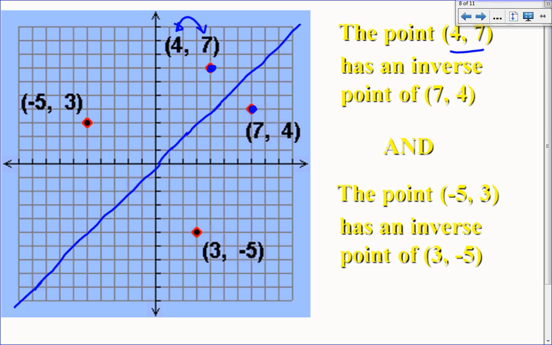Same with if the original function has the point -5, 3. To get the inverse of that point, we would switch the x and the y values, and that gives us the point 3, -5. So notice the negatives don't switch at all. The entire x and y value switches. So the y becomes our x, and the x, which is -5, becomes our y, which is still -5.